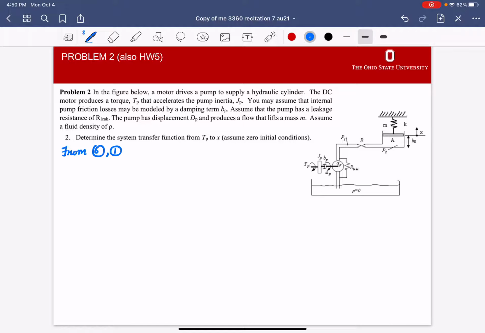From equations 6 and 1, what I'll finally get is an equation that looks something like this. Now I have grouped the angular acceleration, the angular velocity, and the x terms together so that we can write it in matrix form very easily later on for part 2. So we have dp square r leak times omega p minus... which is equal to dp.